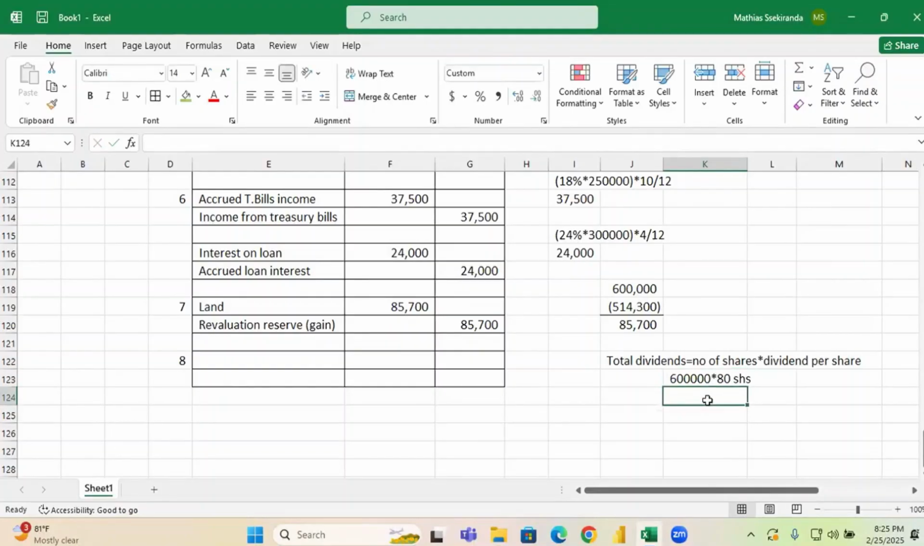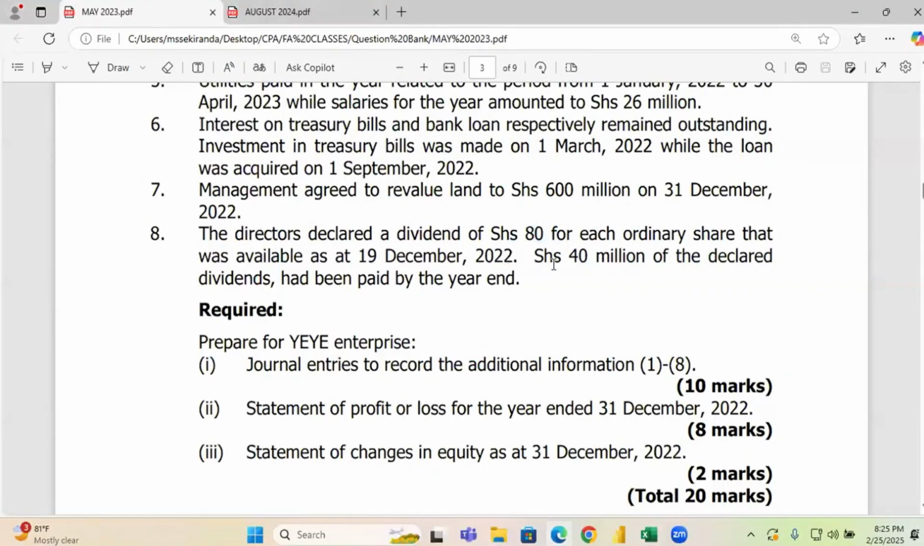So in total, 600,000 shares times 80 shillings, giving you 48 million. That is the total dividend that had to be paid out. But the examiner is saying shillings 40 million had been paid by year end.